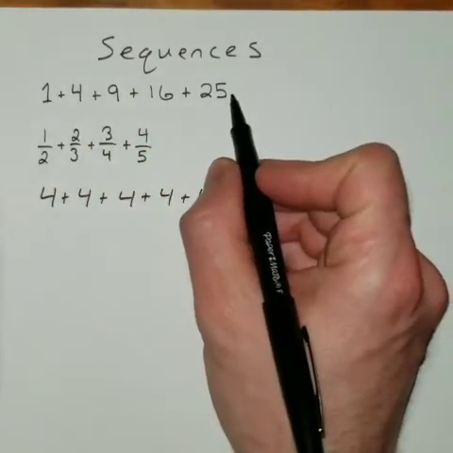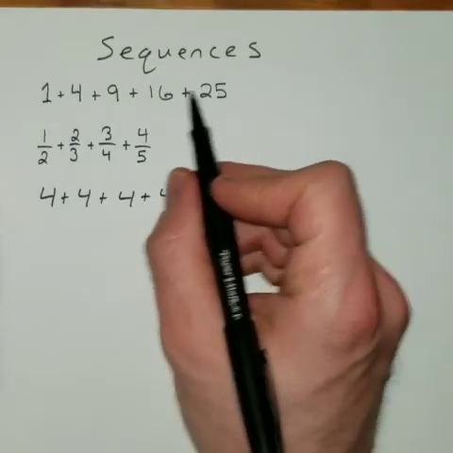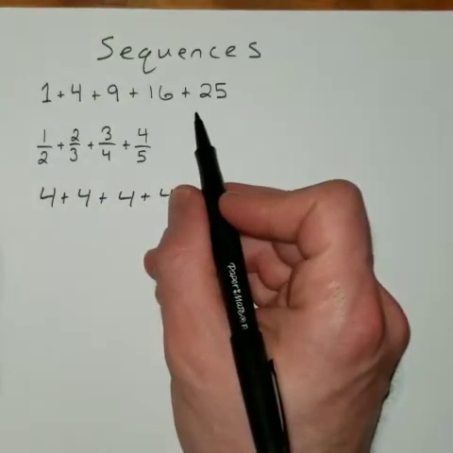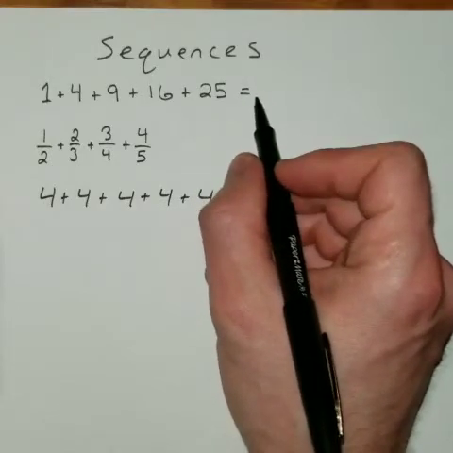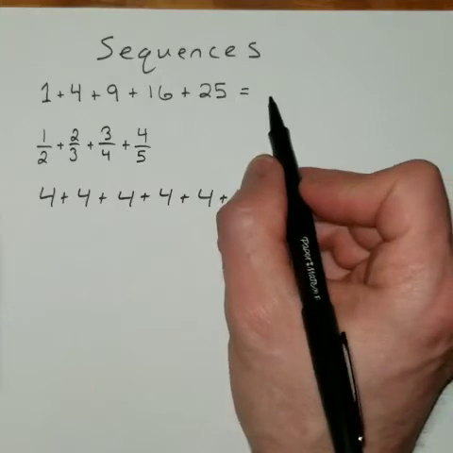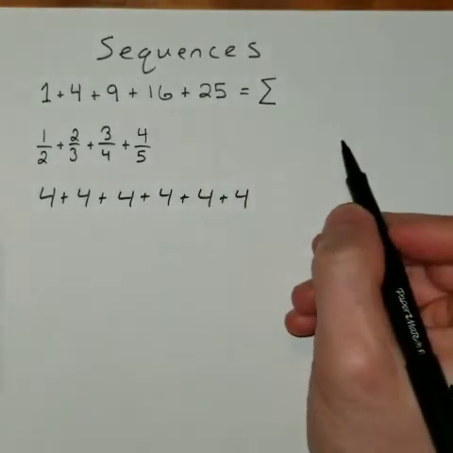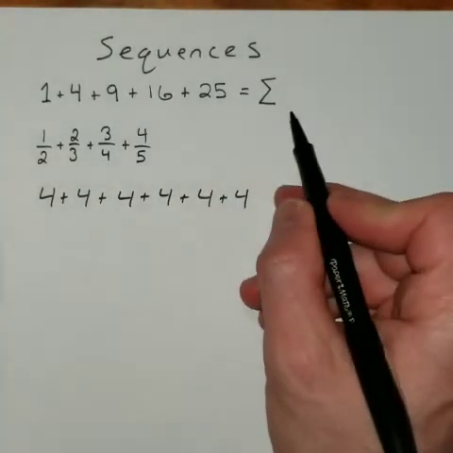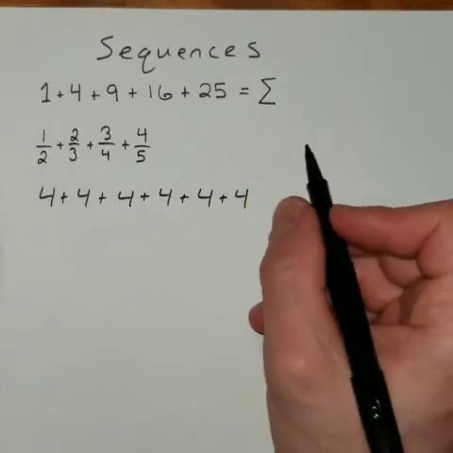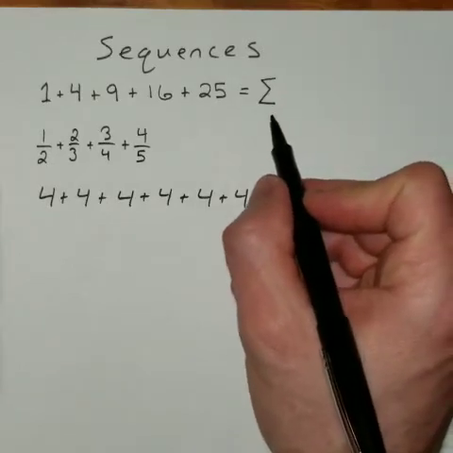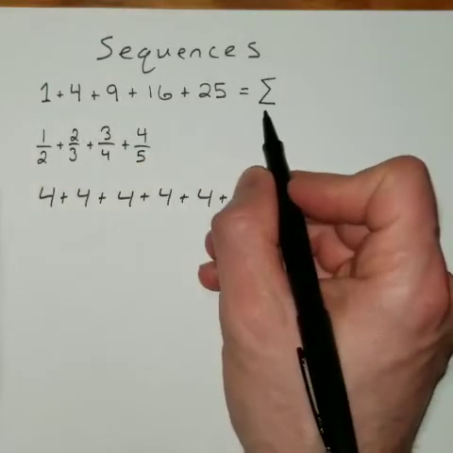We said in the last video that this was n squared. Each of these terms was n squared, where n was the position number going down the line. And so we're going to write this as a summation in something called summation notation. Now, the notation we're going to use incorporates this Greek letter, sigma. It's kind of like an S, and it stands for sum. And then the position of the first term goes on the bottom.